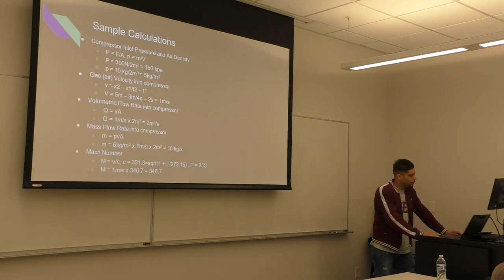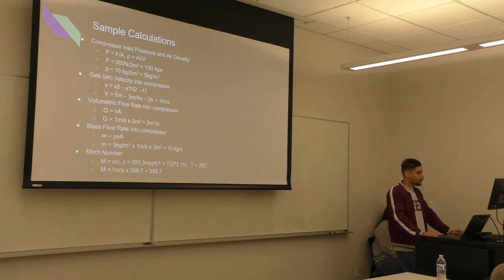So for our sample calculations, we're going to be calculating for compressor inlet pressure and air density first. To find the pressure, we have to do the force over the area, and then to find the density, we're going to do the mass over the volume. We also need to find the velocity for the compressor, which is going to be the displacement over the time it takes to reach the final displacement.